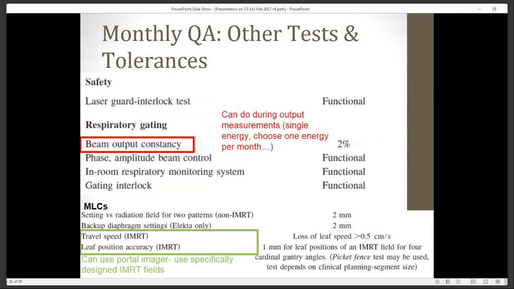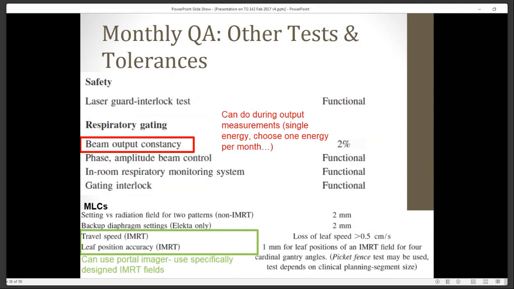And for the MLCs, some of the things that are suggested here are travel speed and leaf position accuracy. Those, in my opinion, can be done pretty well with a portal imager, using some specifically designed IMRT fields to test those things.